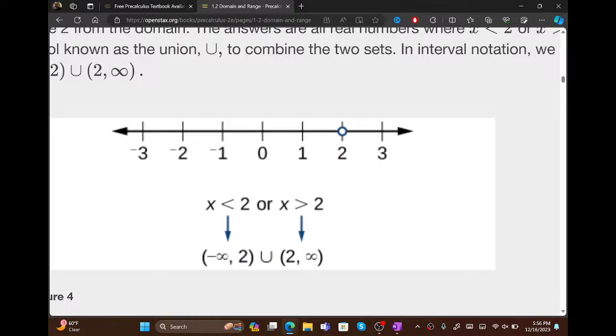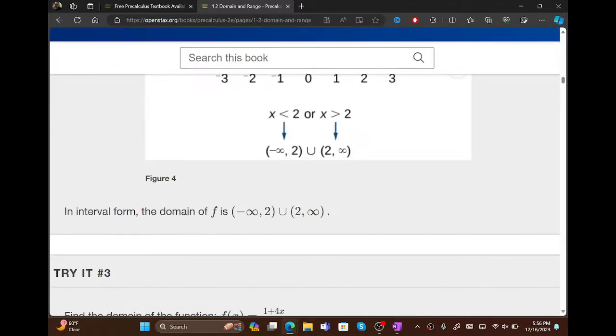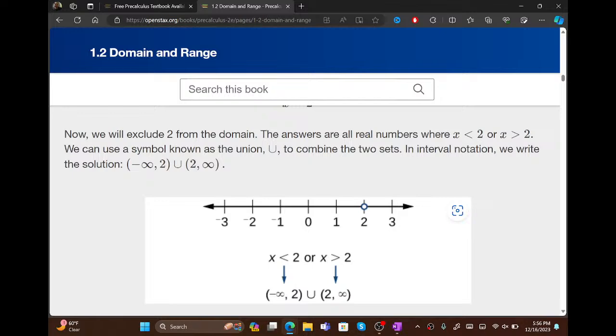This is actually a better representation of this. When you have an "or", it means union. I believe so. It means a union. So hopefully this makes more sense.